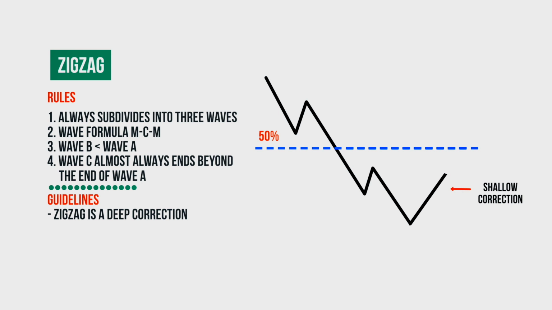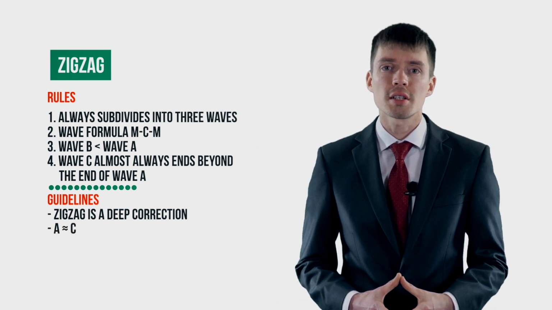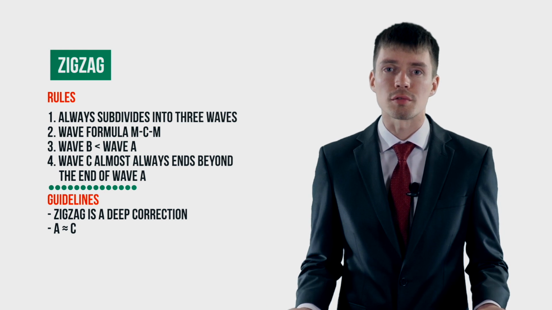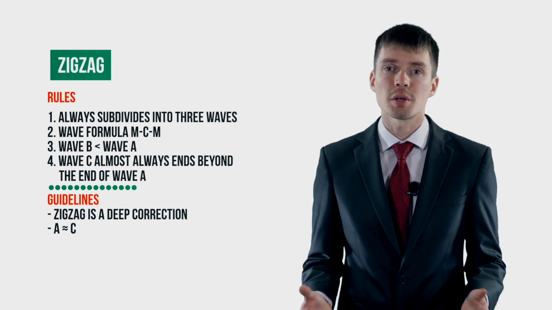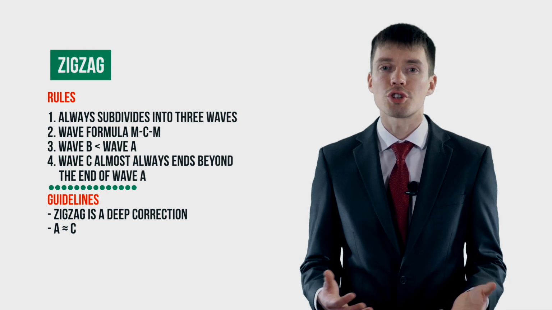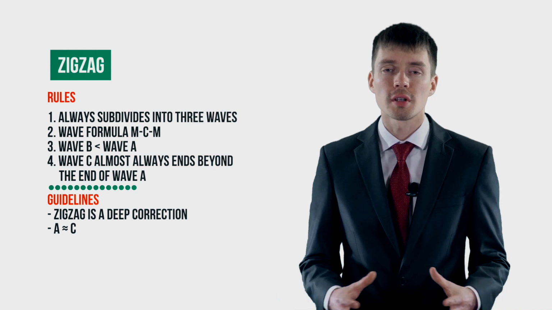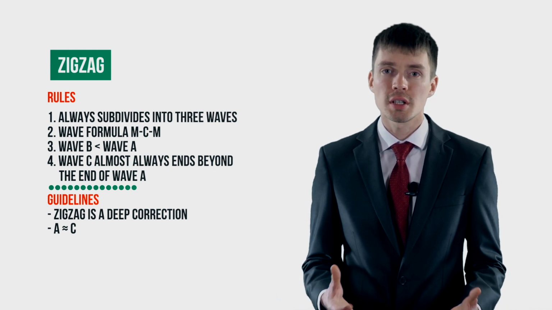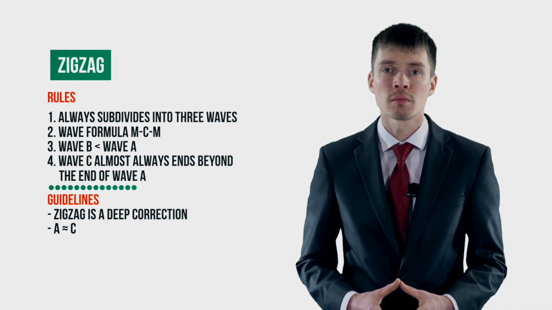Since the zigzag is a deep correction in relation to the previous wave, as a rule, its value is more than 50% of the previous wave. Second guideline, waves A and C of a zigzag are usually striving for equality. What does that mean? If wave A of the zigzag, for example, is equal to 100 points, then very often wave C of the zigzag is also approximately equal to 100 points. Of course, this is not always done, but often enough to write it as a separate guideline.